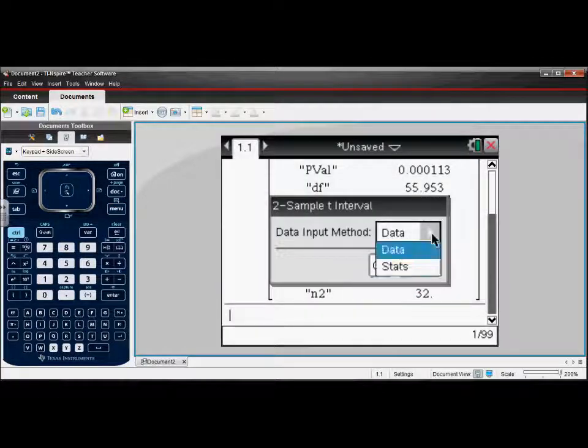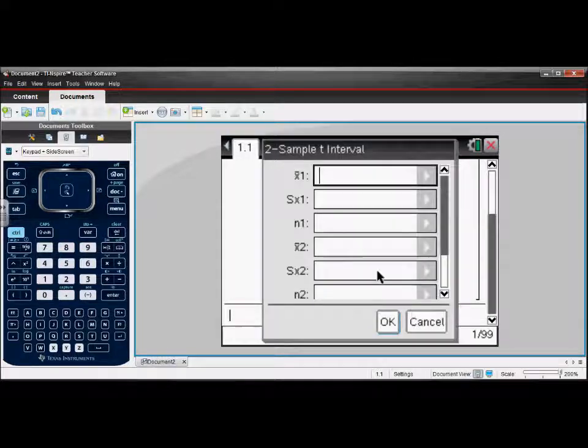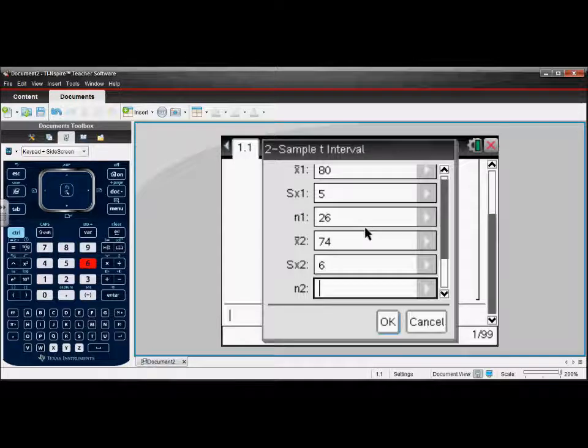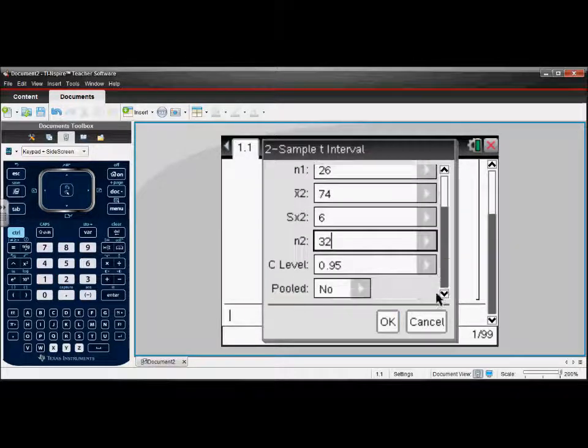Here I'm going to stats again, and now I'm going to plug in all the information that I had done previously. So again, mean was 80, standard deviation of 5, sample size of 26, that's all for the smokers. The second one is going to be the mean at 74, standard deviation of 6, and a sample size of 32. That's for the non-smokers. The confidence level I'm using is 95%, so I'm going to leave that. And again, just say no to pooled. So I'm going to press OK.